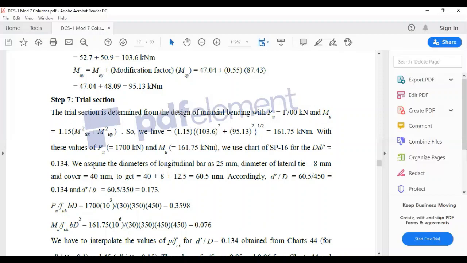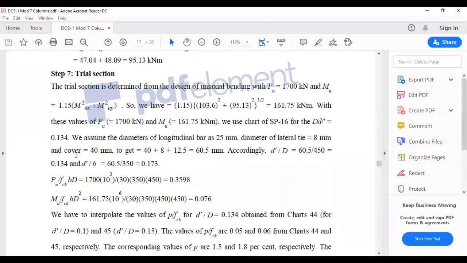So we assume that the diameter of longitudinal bars as 25 mm, diameter of lateral tie as 8 mm and cover of 40 mm, which gives 40 plus 8 plus half of 25, this 12.5, as 60.5 mm. So this gives D dash by D ratio as 60 upon 450 and it becomes 0.134.